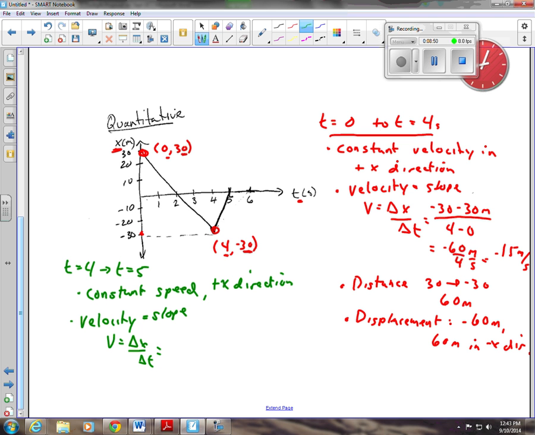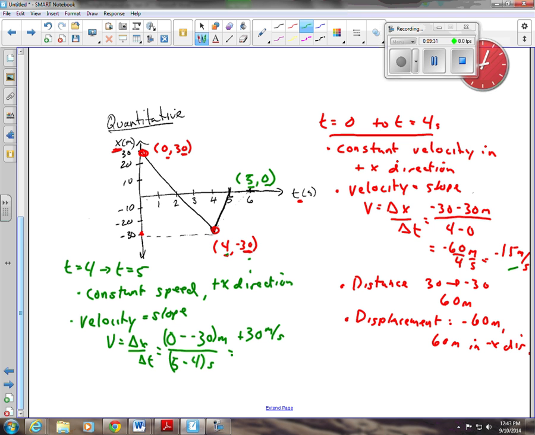Change in my y divided by the change in my x. So for this one, it goes from 4, negative 30 to 5, 0. So I'm going to take my second y value minus my first y value. So 0 minus negative 30 meters over my time, which is 5 seconds minus 4 seconds. It's going to give me plus 30 meters per second. So it's going faster, right? Before it was going minus 15, now it's going plus 30.